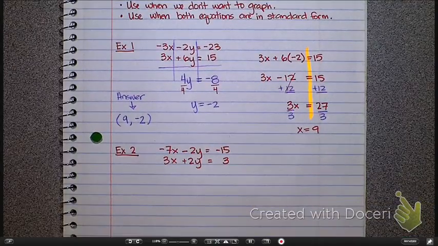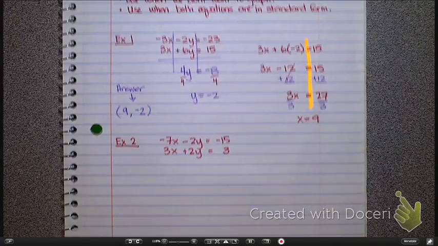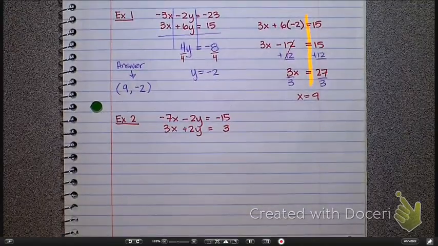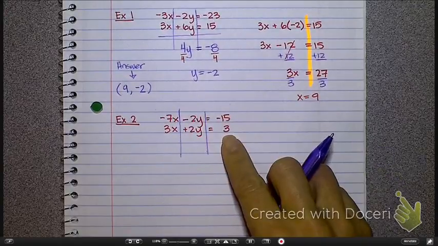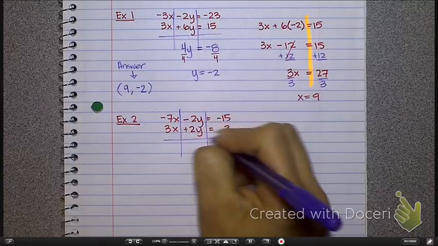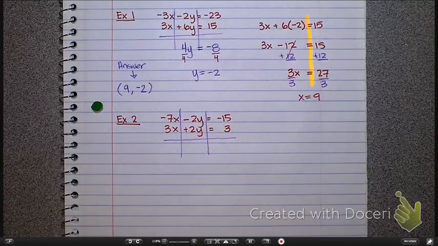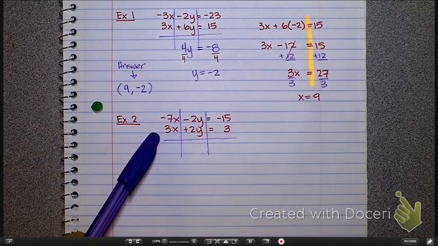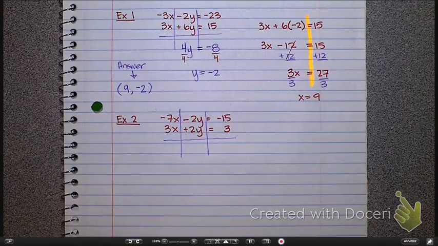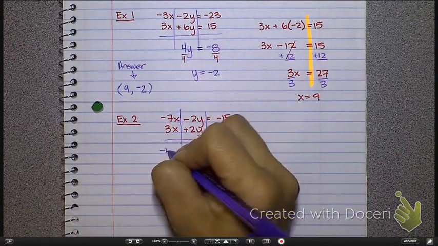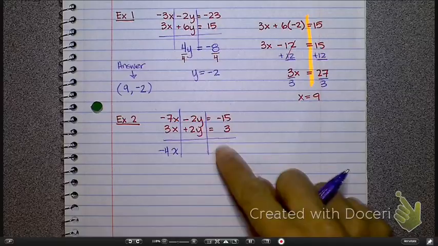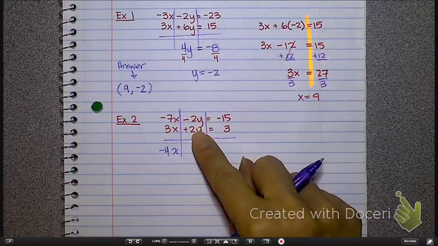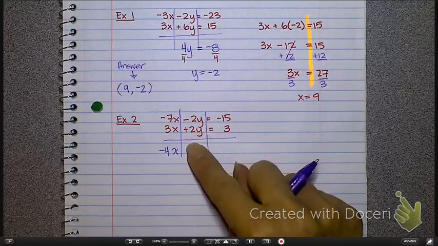All right, so we're going to go ahead and take this one, and we're going to draw our columns. Okay, so a column for our x's, a column for our y's, and a column for our regular numbers, right? We're going to add the columns together. So what's -7 and +3 when I put those together? -4, and there's an x with that, right? Okay. What happens with -2y and +2y? Yeah, these cancel each other out. They make nothing, right? 0. Okay, so I'm going to leave nothing here.